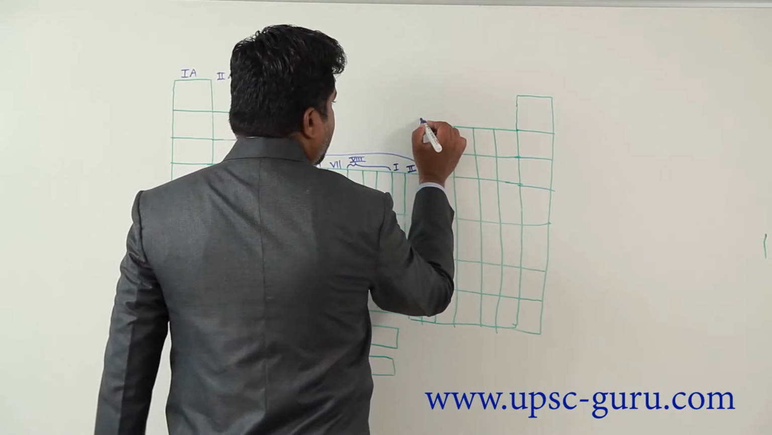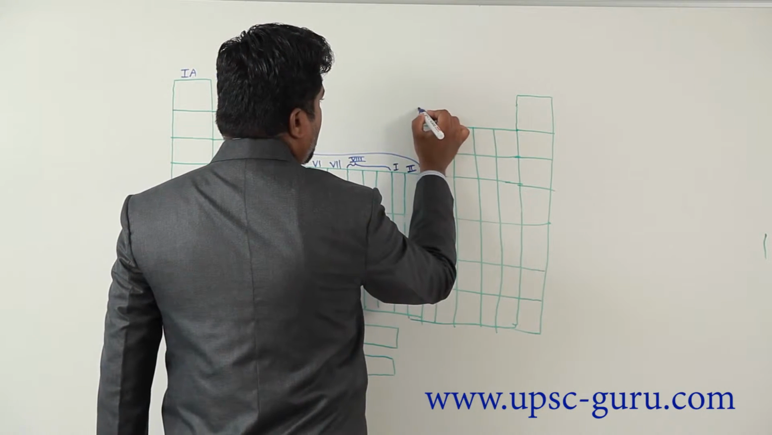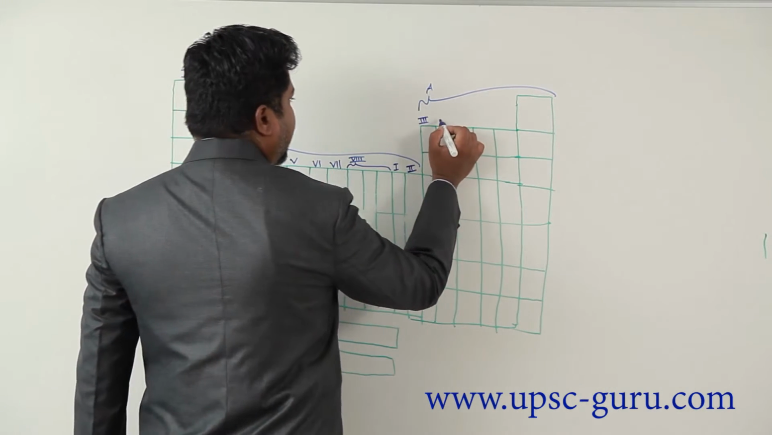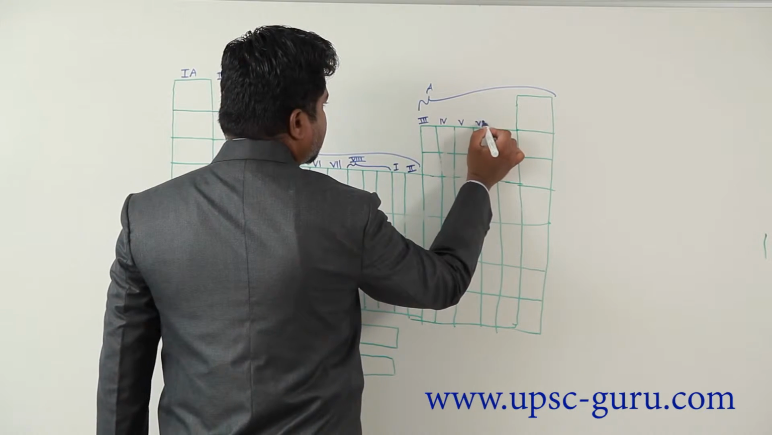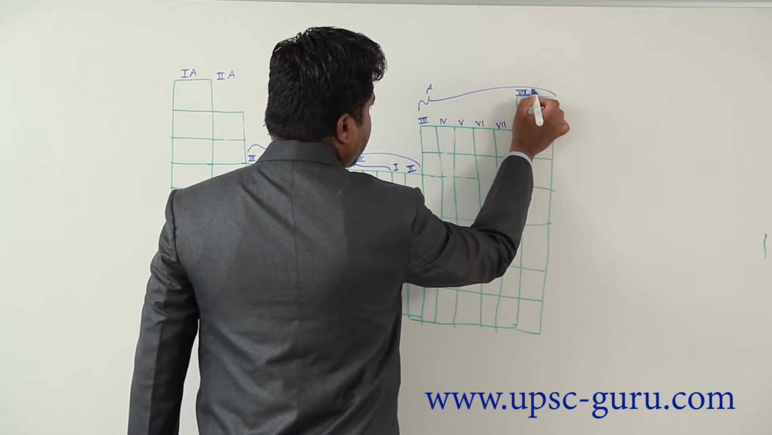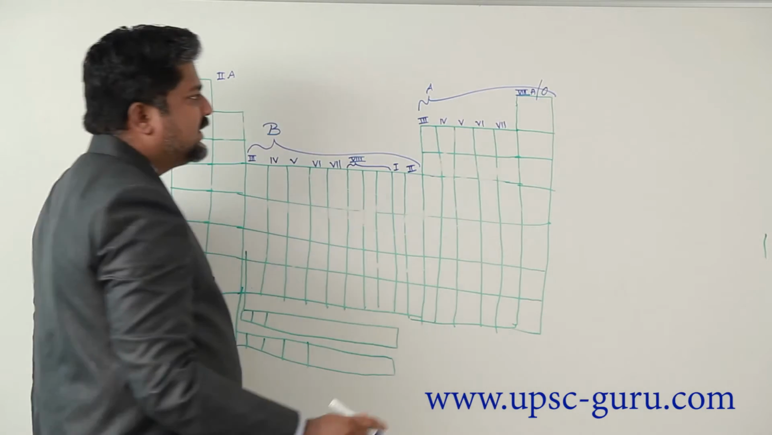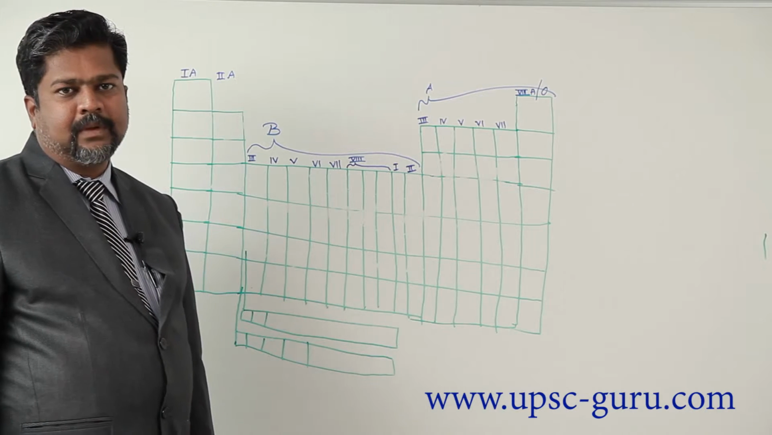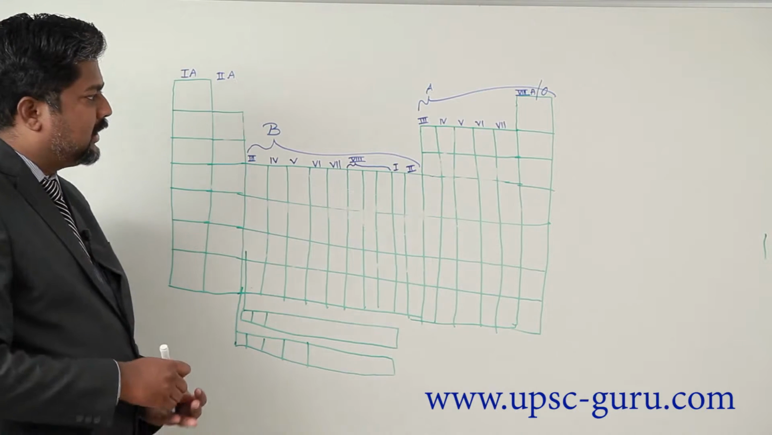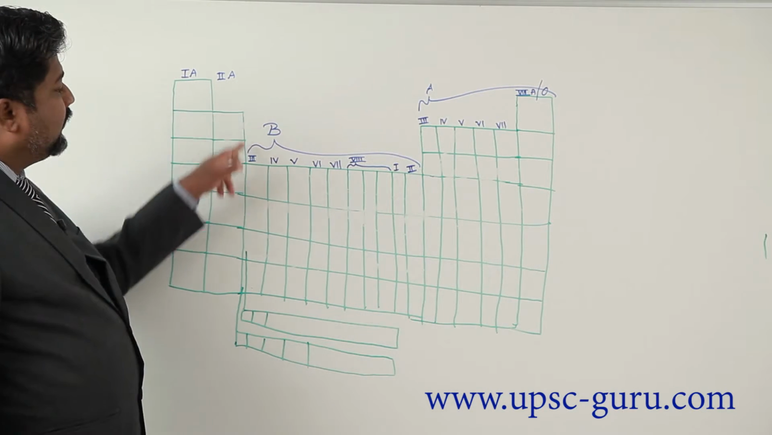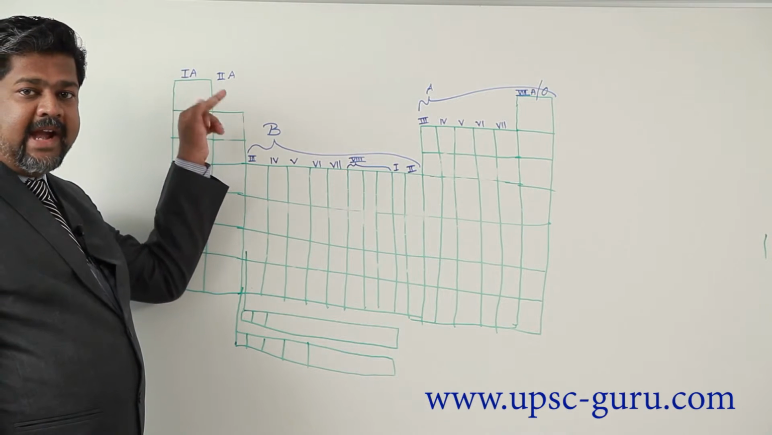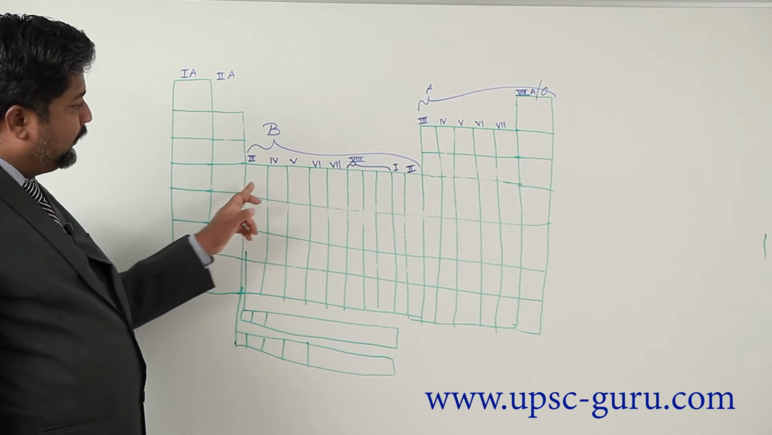Now here again I have to name 3. Now here onwards all these columns are A. So 3A, 4A, 5A, 6A, 7A, this should be 8A, or many times we are calling this the 0 group. So either 8A or 0 group. This is the old nomenclature, numbering structure, where I have to use Roman letters and it is divided into A and B like that. So 1A, 2A like that.